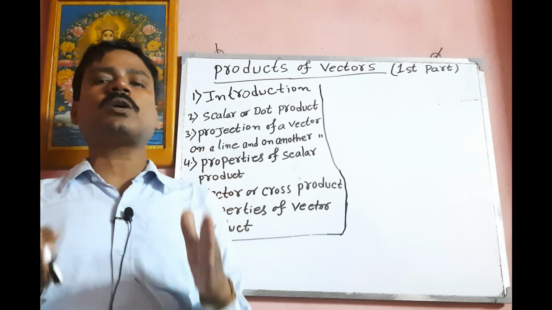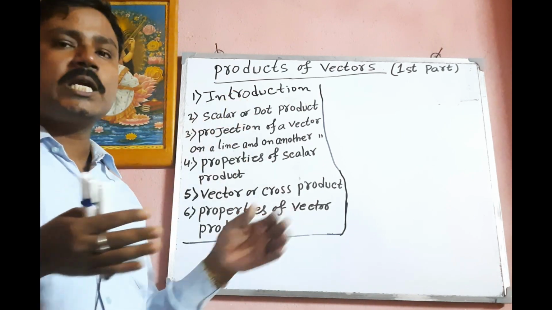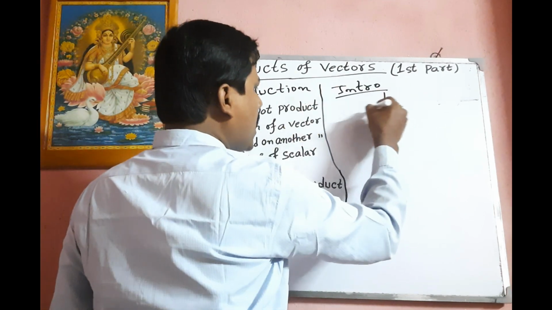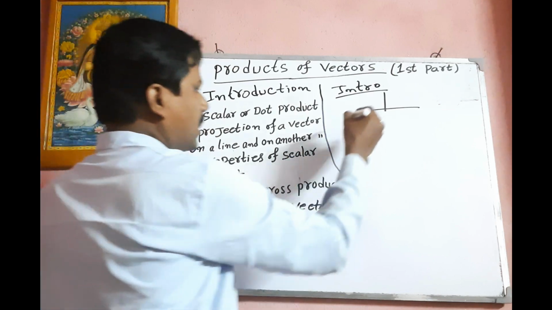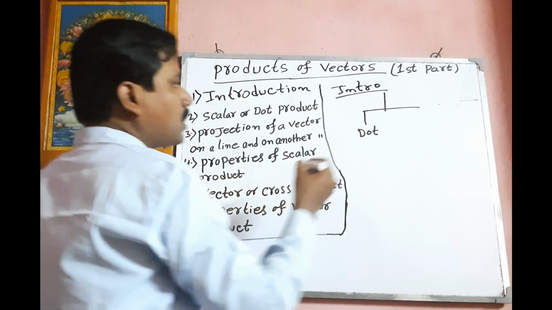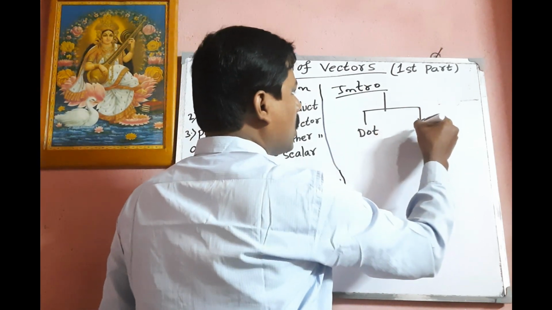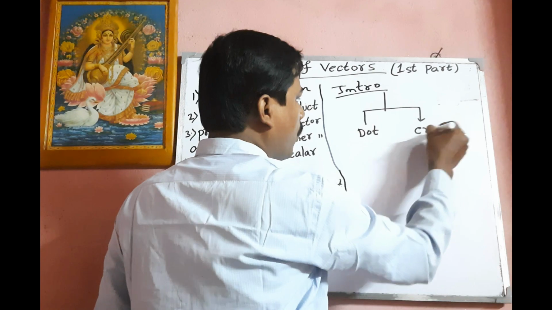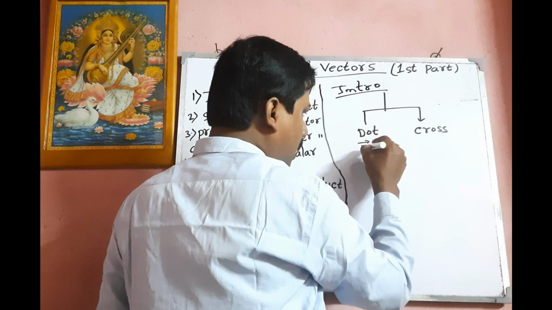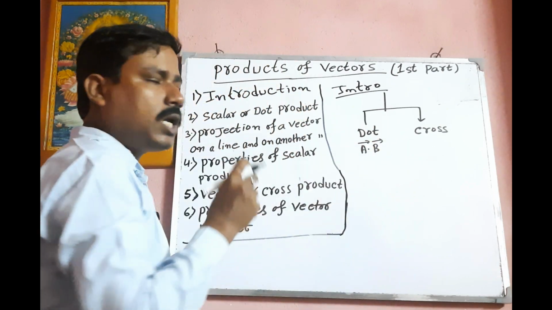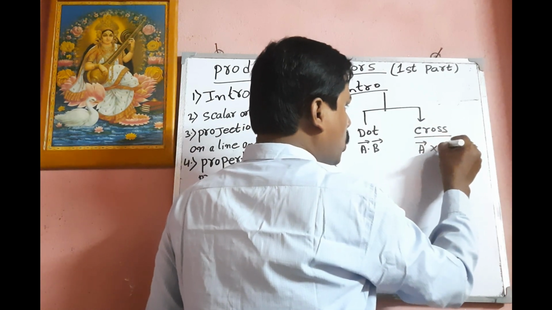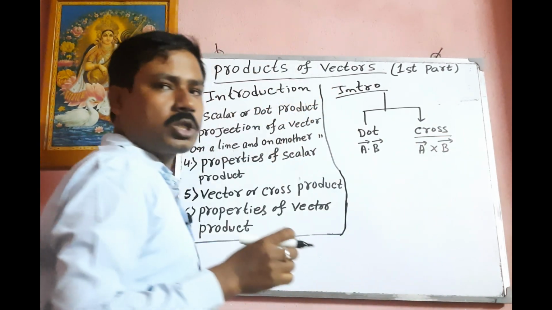In this chapter, at first we are discussing the introduction. In this introduction part, there are two types of product. One is dot product or scalar product, and another is cross product or vector product. And the A vector and B vector dot product is symbolically expressed as A dot B, and the A vector and B vector cross product will be expressed as A cross B.